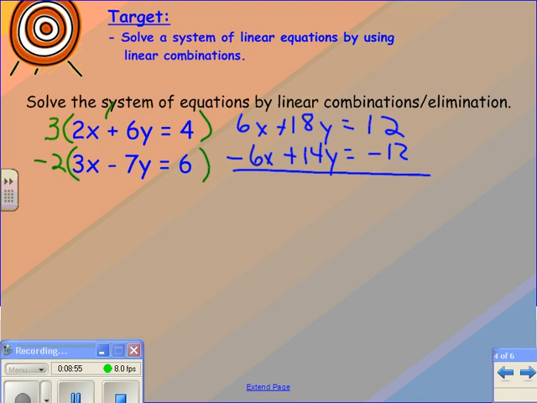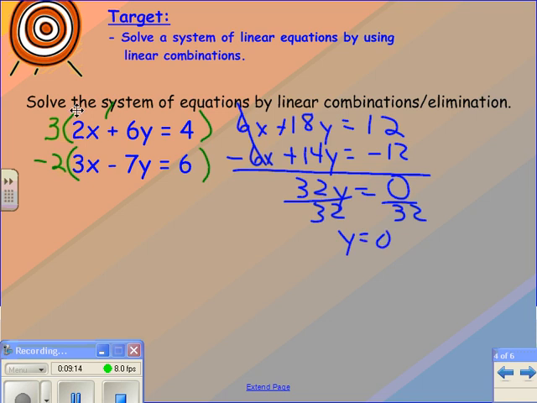Did I do that right? Yes. All right, so now let's add those two equations together, and the x terms eliminate, which is what we wanted. And 18 plus 14y is 32y equals, looks like 0. So that's easy to do. Divide both sides by 32, and y equals 0.